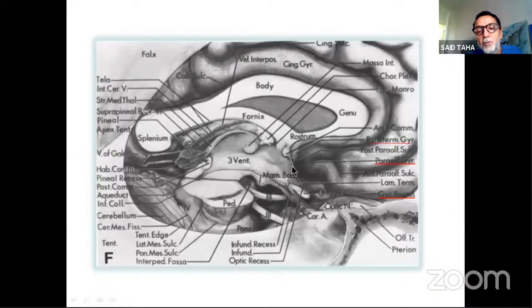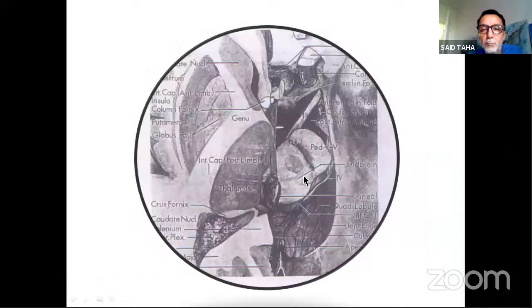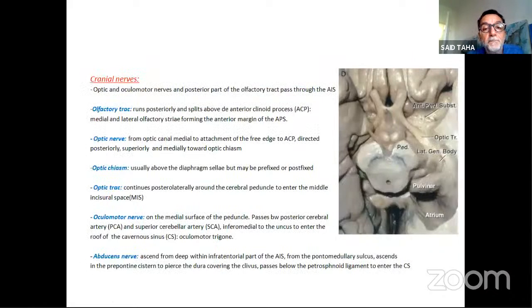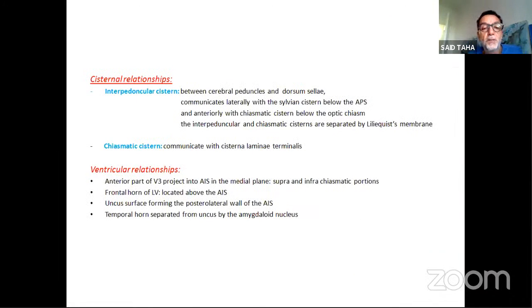we have a third ventricle here with the infrachiasmatic portion and suprachiasmatic portion. The frontal horn of the lateral ventricle is located above the anterior incisural space. As we see, the uncus surface forms the posterior wall of the anterior incisural space, and the temporal horn is separated from the uncus by the amygdaloid nucleus.